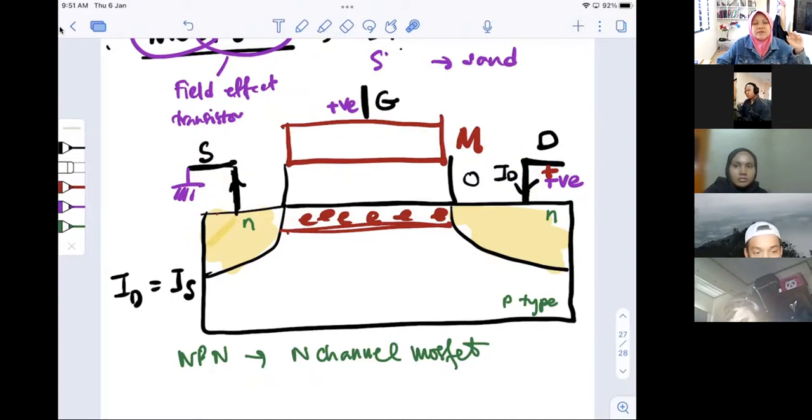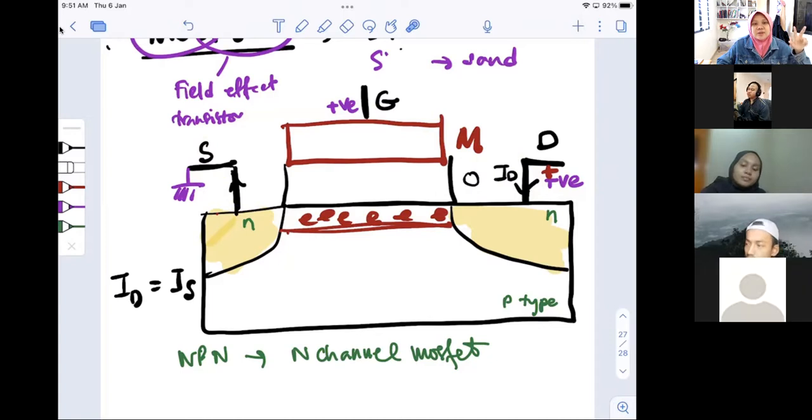In BJT you have cut off, saturation, and forward active, right? For BJT. For MOSFET, what do you have? You have cut off, you have saturation, and you have linear mode. You have linear, saturation, and cut off. So next class we'll be learning what happens in cut off, what happens in linear mode and what happens in saturation mode.